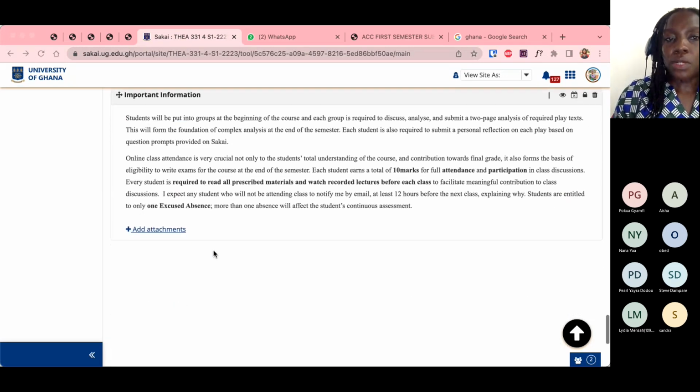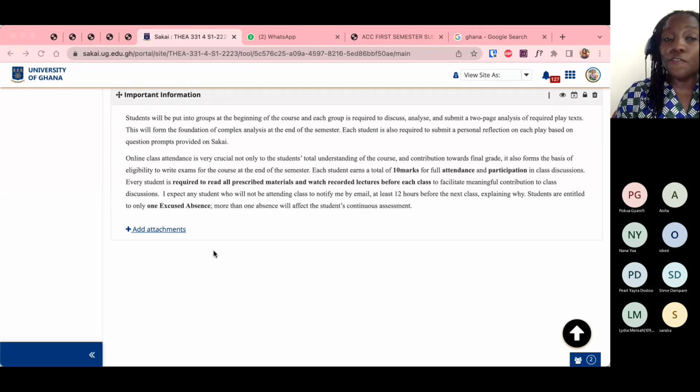Important information. Students will be put into groups at the beginning of the course. This is something I will use your registration in the ITS to do. So I'll just group you and share the groupings on your Sakai. You will see it in your announcement section so that you can see which group you belong to.